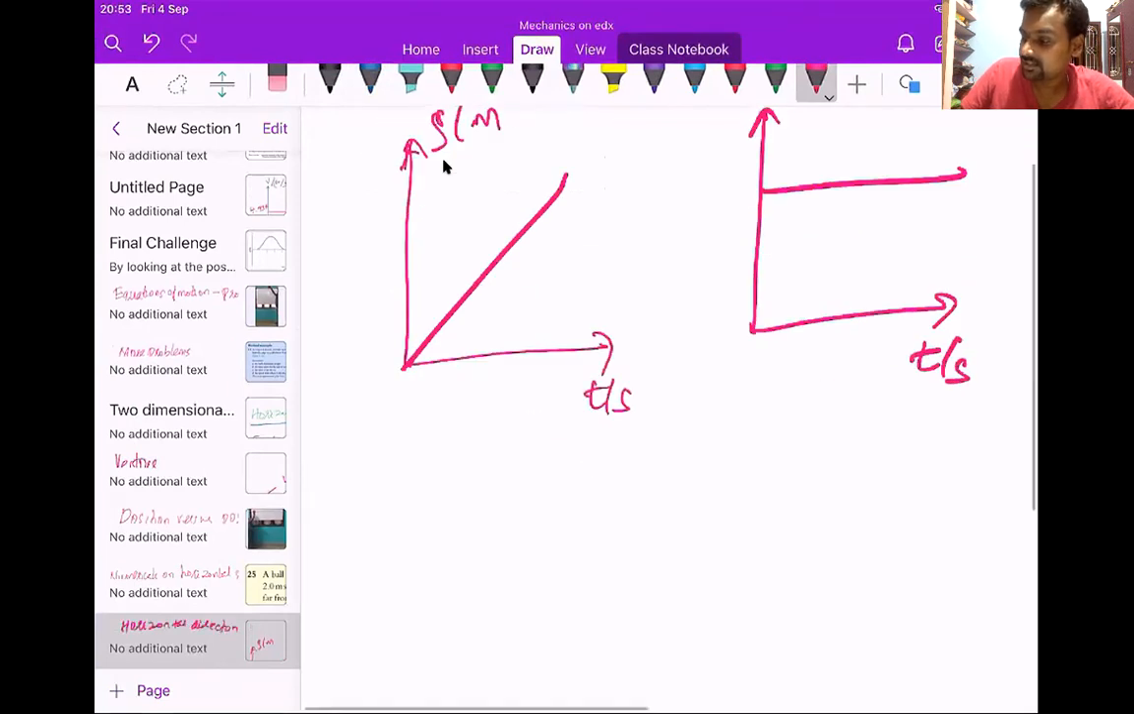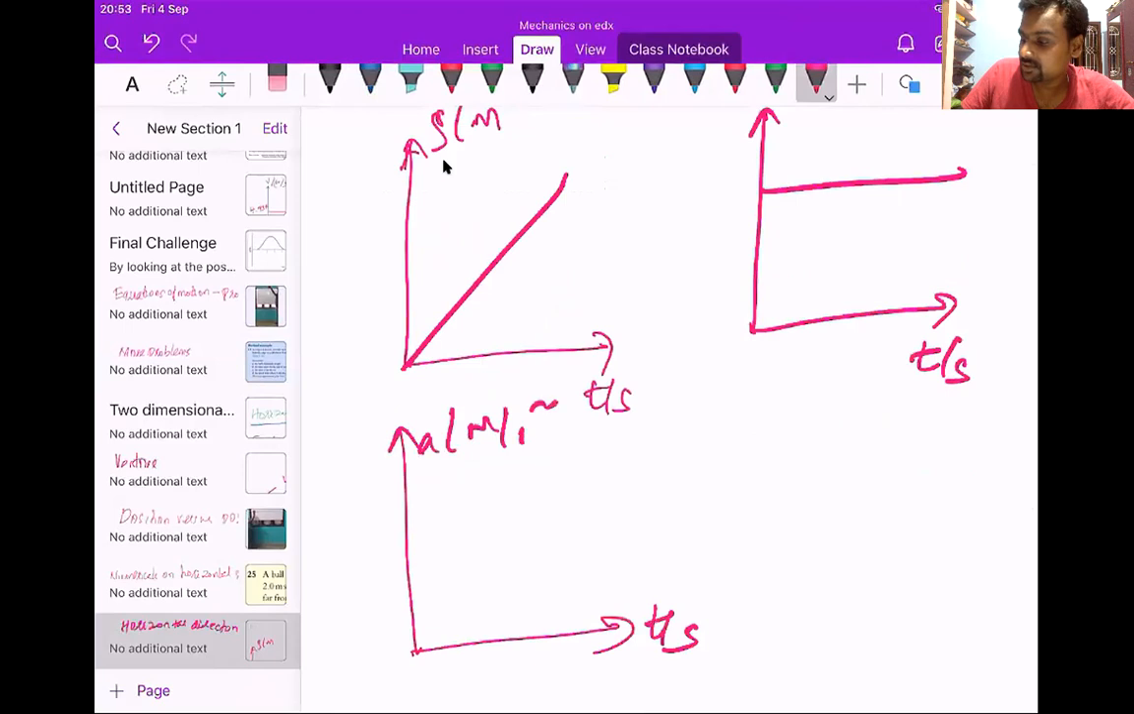How about the acceleration time graph? Acceleration is zero. So with time on the x-axis and acceleration in meters per second squared, it's zero. So it's going to be here. So this is easy, I know that. Okay, now let's go back to the simulation file.